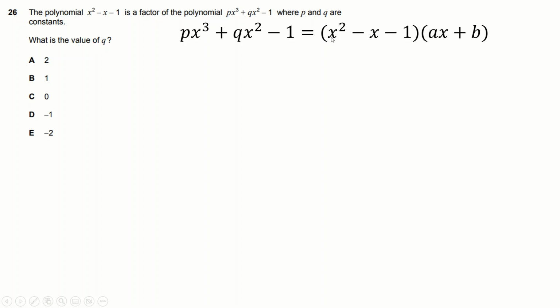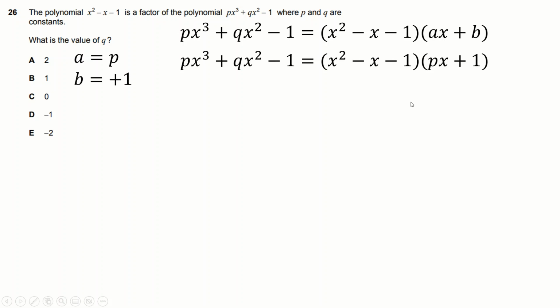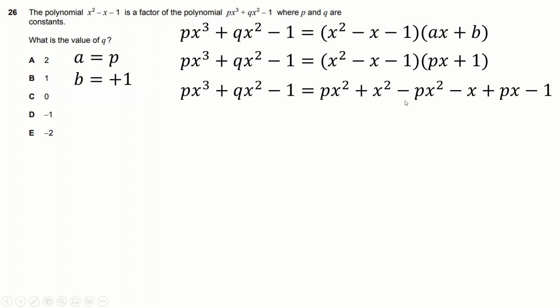But now I can just compare, right? If I expand this out, I could very easily see that I'm just going to get an ax cubed. So a must be equal to p when I compare the 2 sides. And likewise, minus 1 times b must be equal to minus 1. So b must equal positive 1. So I can just quickly sort that out, change the a out for a p because I know that's what it is. And now if I just expand this all out, I can do some more comparing.